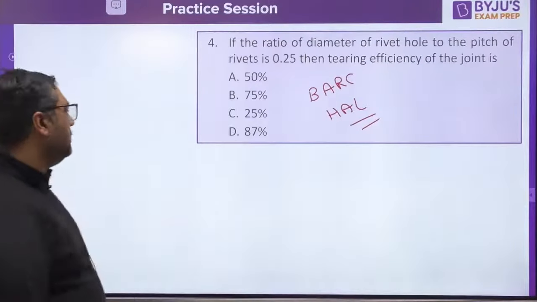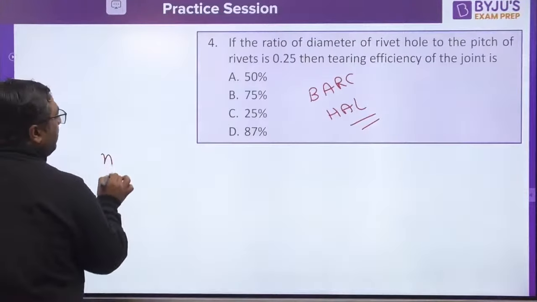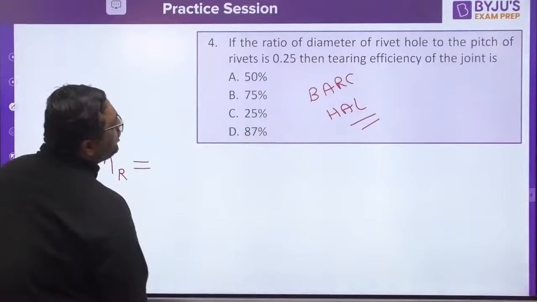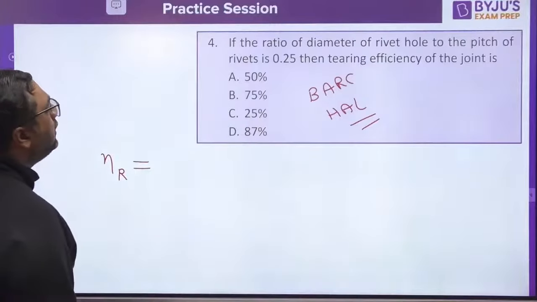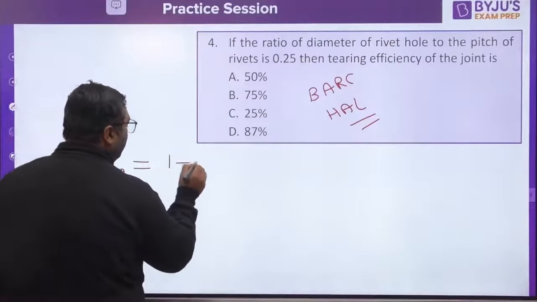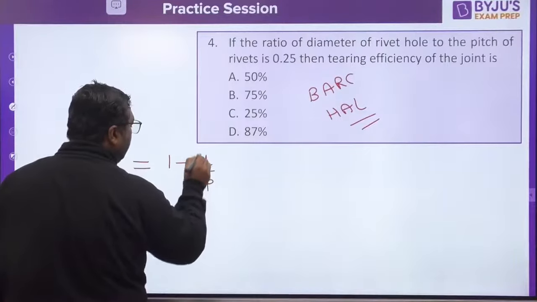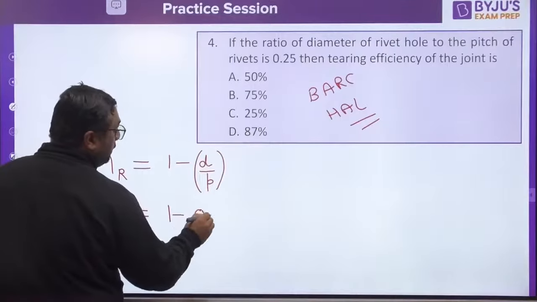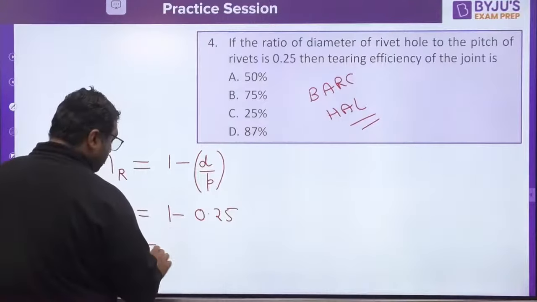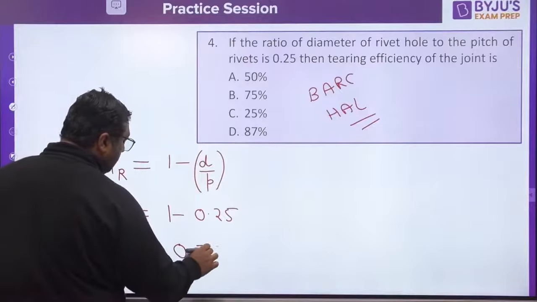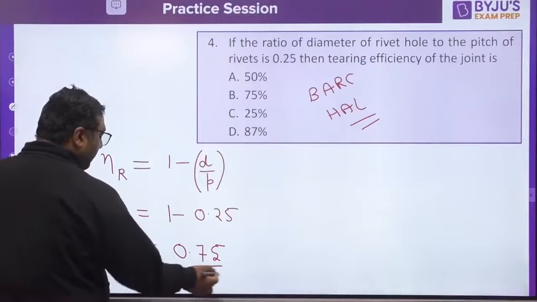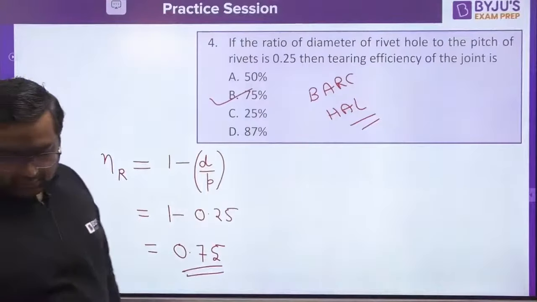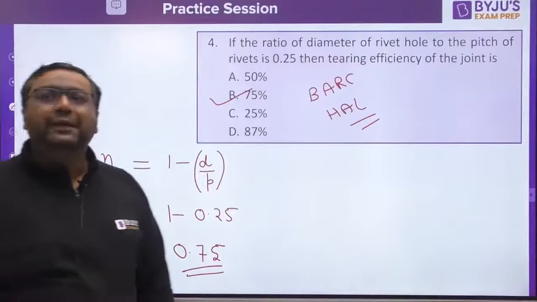So you need to find out the efficiency of the riveted joint. It comes out to be related to the ratio of diameter of rivet hole to the pitch of rivet. So 1 minus D by P. It is 1 minus 0.25. The answer would be 0.75. B is the right answer for this.